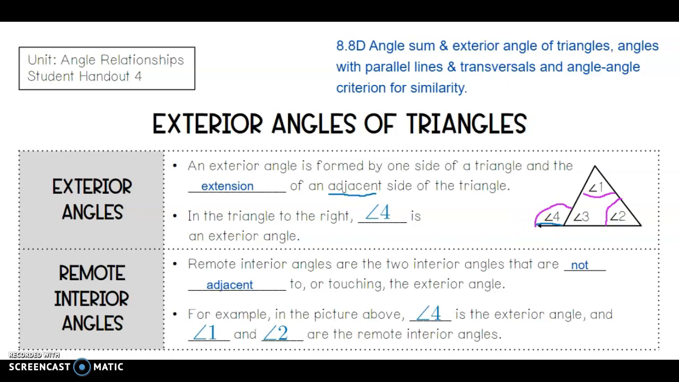And what our rule is saying is that angle 1 and 2, when added together, are going to equal that outside angle 4. So let's practice the problem below.